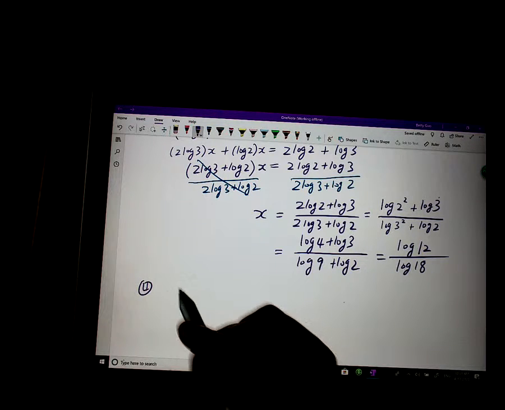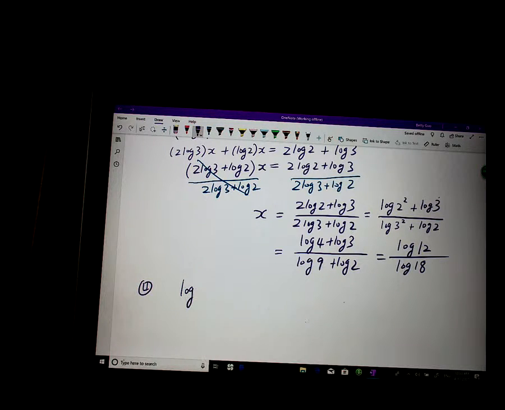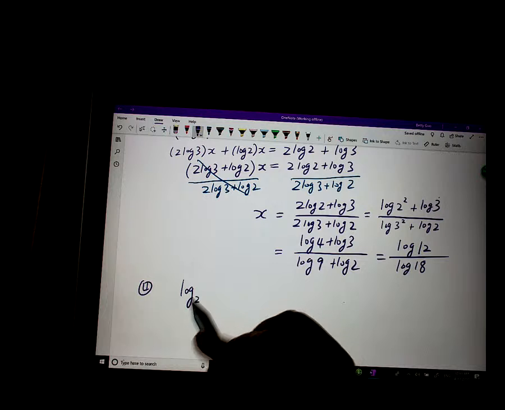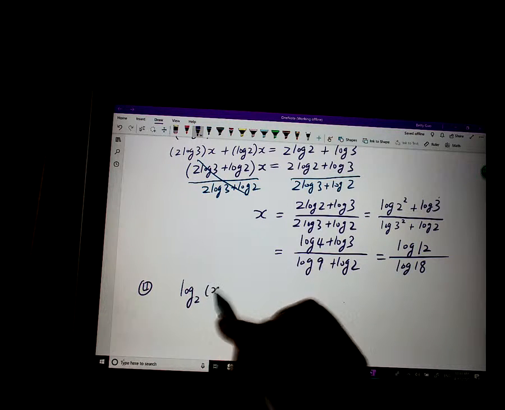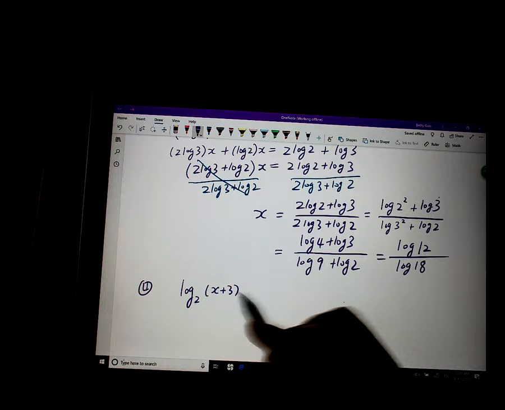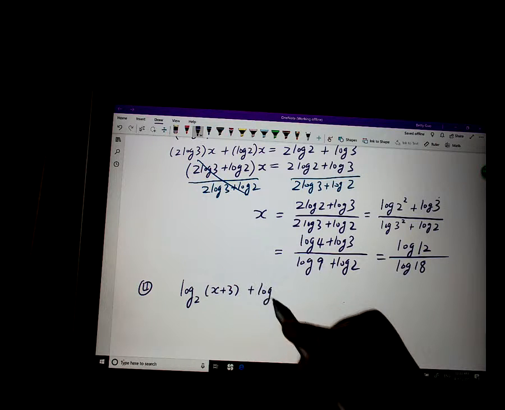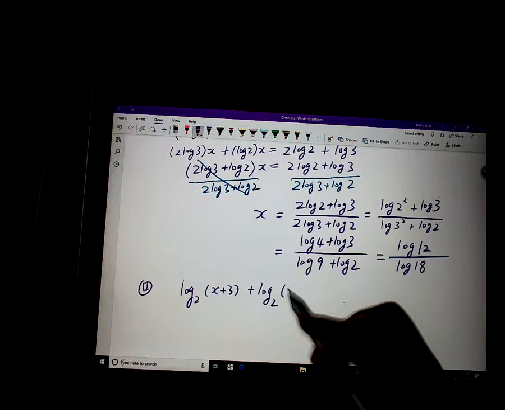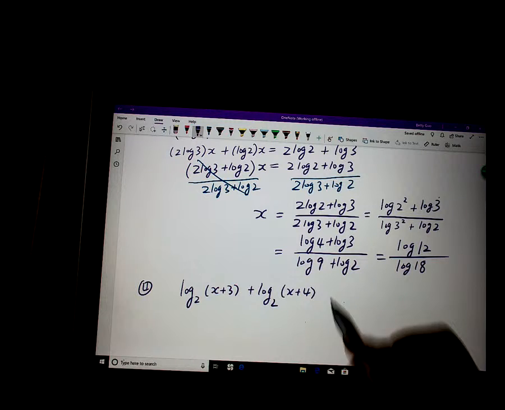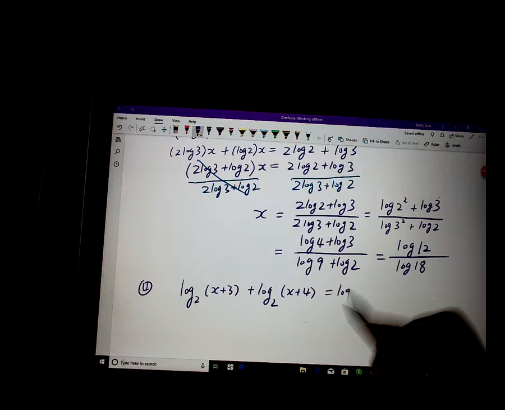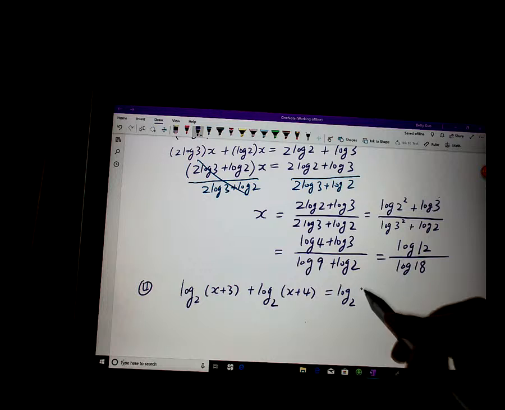Number 4 is a logarithmic equation. We have a logarithm with base 2 of x plus 3 plus log with base 2 of x plus 4 equals log with base 2 of 3x plus 8.